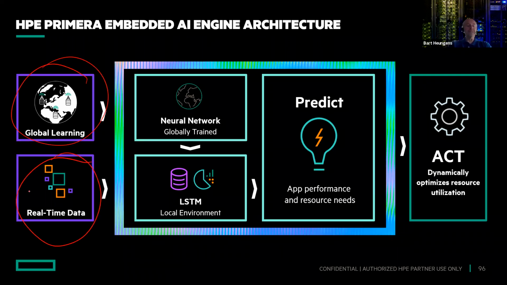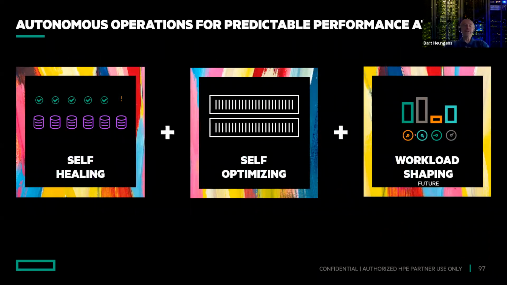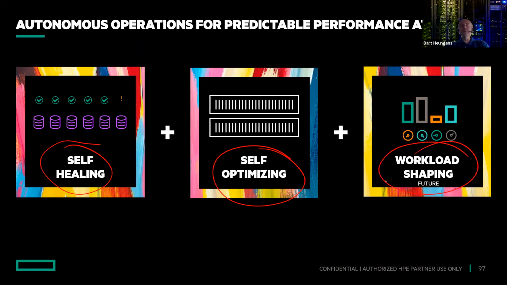We have the real-time data with the embedded AI. And there are, by the way, 2 mechanisms: there's the LSTM learning model and the neural network learning, and those two will give those predictive analytics. And thanks to the predictive analytics, the box can act as well today. So it's self-healing, it's self-optimizing, and like I said, workload shaping, it's a matter of time before it will be available later this year as well.